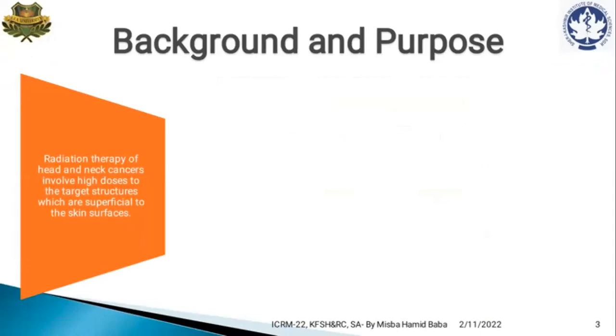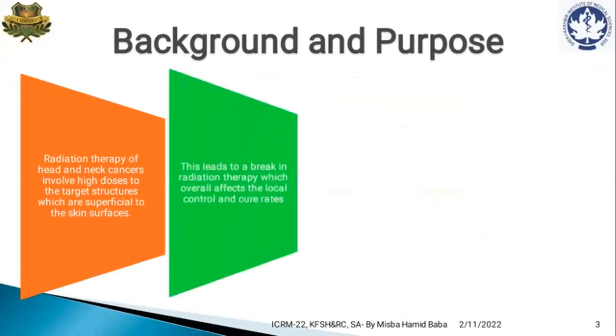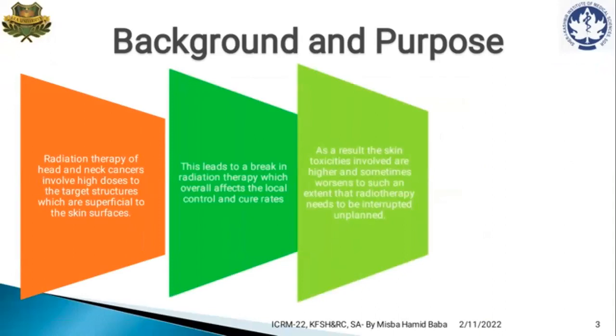Background and purpose. Radiation therapy of head and neck cancers involves high doses to the target structures, which are superficial to the skin surfaces. This leads to a break in the radiation therapy, which overall affects the local control and the cure rates. As a result, the skin toxicities involved are higher and sometimes worsen to such an extent that radiotherapy needs to be interrupted unplanned.